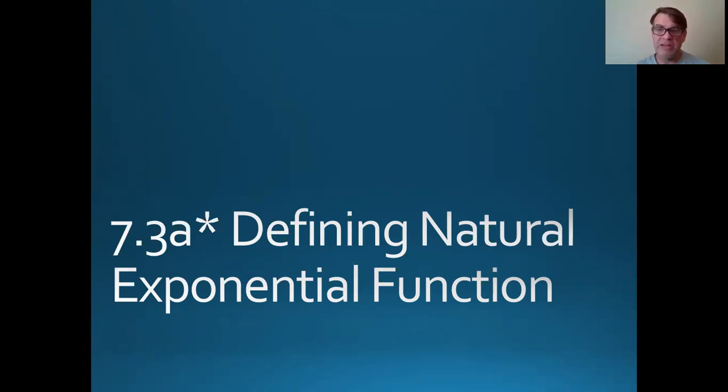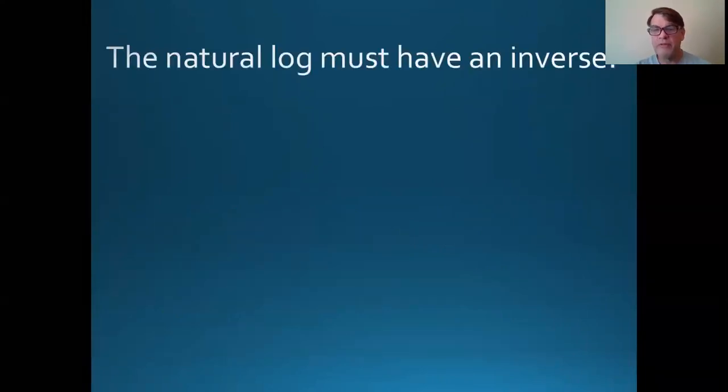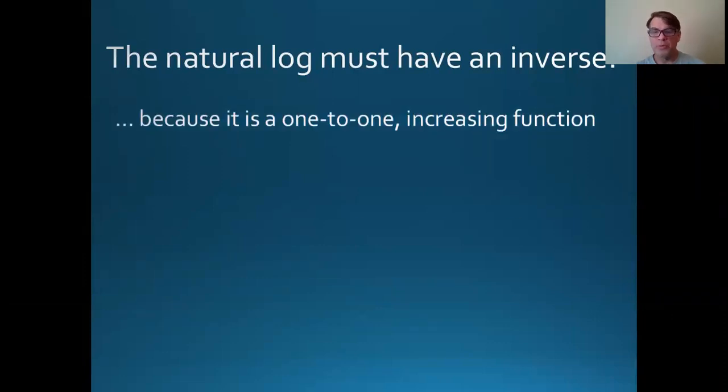I've divided this 7.3 into 2 parts. This is the first video, defining the natural exponential function. The previous section talked about the natural log, ln of x. And because the natural log is a one-to-one increasing function, it passes the horizontal line test and it's completely continuous.